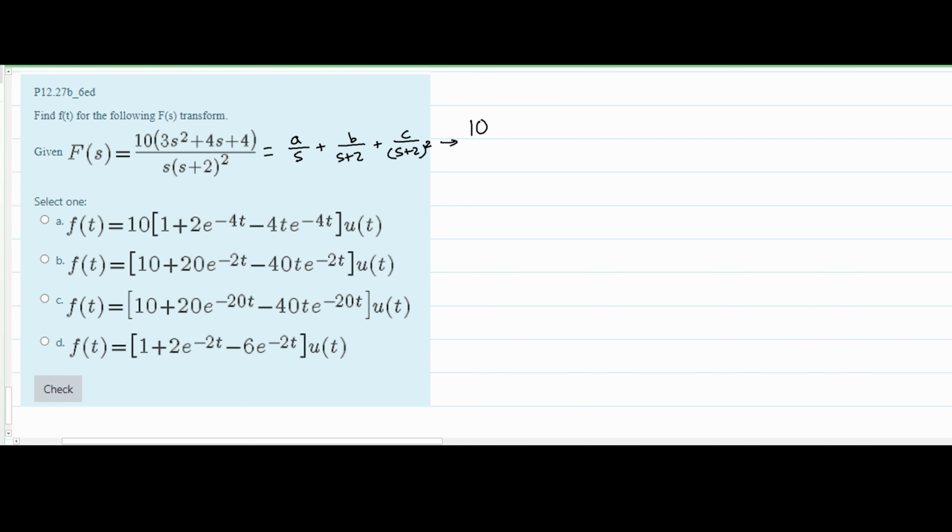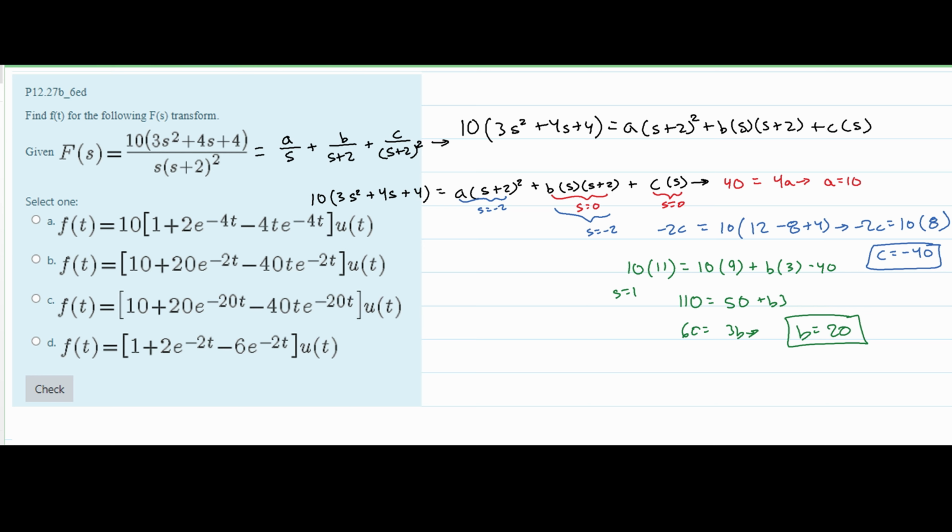And we're going to be left with 10 times (3s squared plus 4s plus 4) is equal to A times (s plus 2) squared plus B times (s plus 2) plus C times s. So this is going to be our equation. Now all we have to do is solve for A, B, and C. And so we are going to get these as our values. A is equal to 10, C is equal to negative 40, and B is equal to 20.